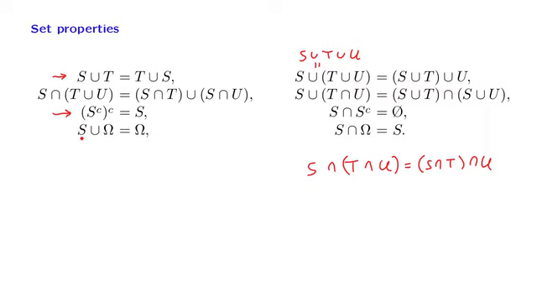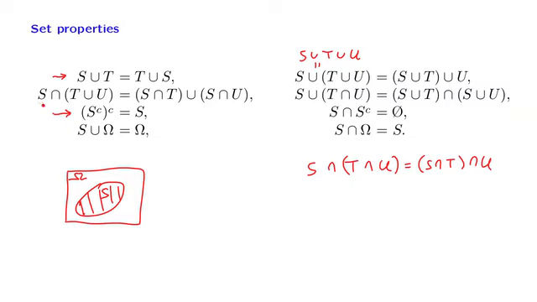Now, if you take a union of a set with the universal set, you cannot get anything bigger than the universal set, so you just get the universal set. On the other hand, if you take the intersection of a set with the universal set, what is left is just the set itself.